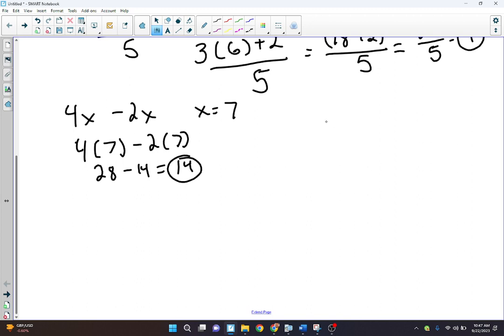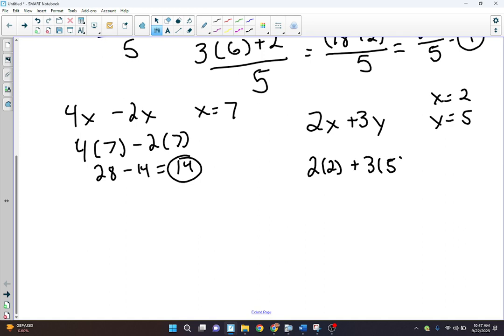If I give you multiple variables, 2x plus 3y, when x equals 2 and y equals 5, just make sure you're placing them in the right place. X's become the number, y's become the number. 2 times 2 plus 3 times 5. 4 plus 15 equals 19. So make sure you put the right number with the right variable.